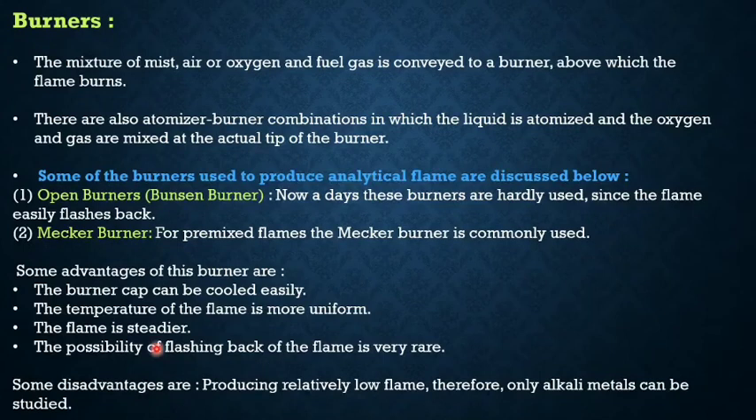There is one disadvantage of the Meeker burner: it produces a relatively low flame. So only alkali metals can be determined quantitatively by using the Meeker burner. It is not useful for alkaline earth metals, because the flame temperature is very low.